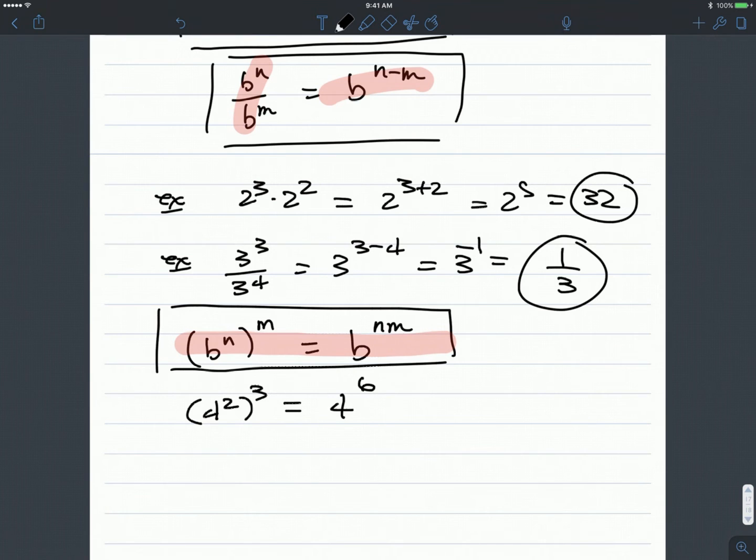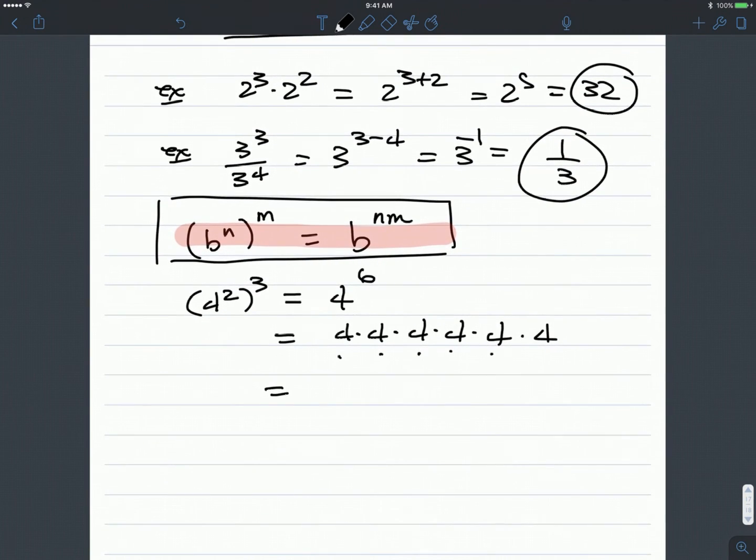That's 2 times 3. Now, what's 4 times 4 times 4 times 4 times 4 times 4? How many of these? 1, 2, 3, 4, 5, 6. Anybody know what this is? What's 4 to the 6th power? So 4 to the 6th power is 4096, just so you guys know. Okay.